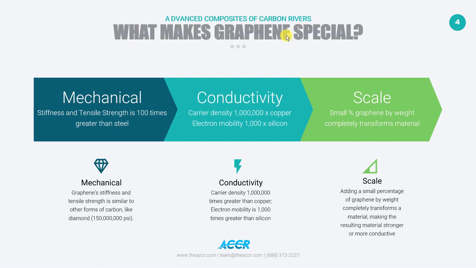So what makes graphene so special? Well, it has exceptional mechanical properties. Its stiffness and tensile strength is 100 times greater than steel. Graphene is actually the most conductive material that humans have ever discovered. Its carrier density is 1 million times that of copper, and its electron mobility is 1,000 times that of silicon. It also means that adding less than 2% of graphene by weight to a material completely transforms the base material.